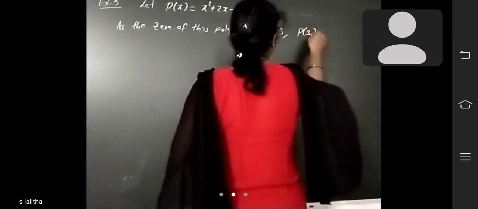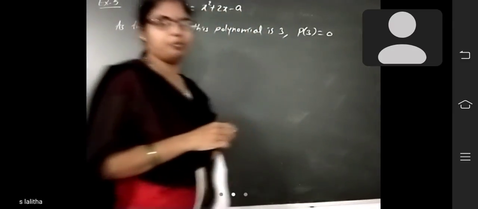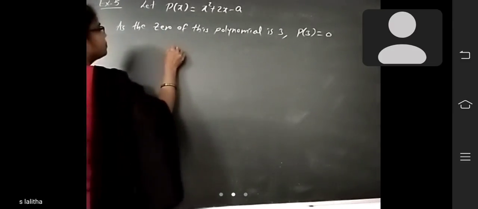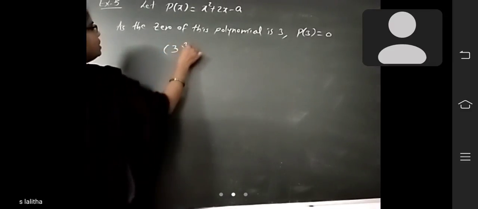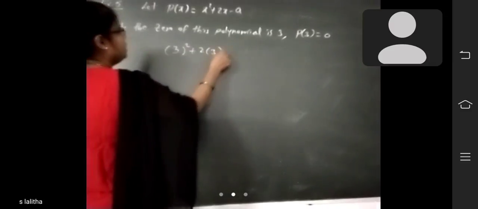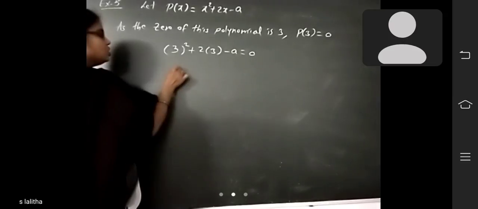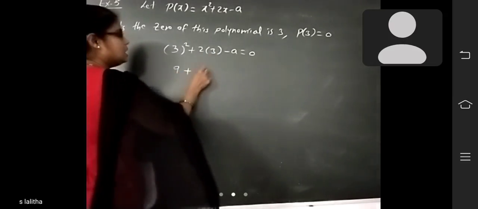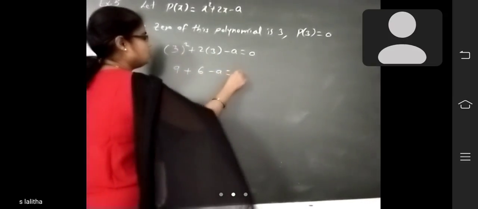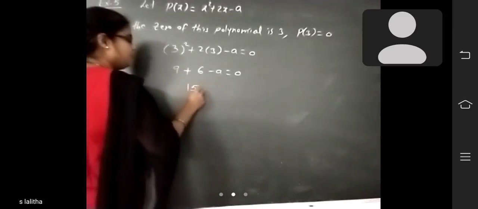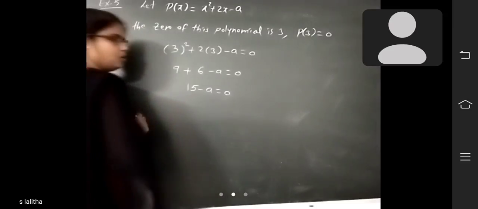then P of 3 is equal to what we get? 0. P of 3 is equal to 0. So you have to substitute here. 3 square plus 2 into 3 minus a equal to 0. What is P of 3 value? This one. So 3 square means how much? 9 plus 2, 3, 6 minus a equal to 0. 9 plus 6 how much you get? 15 minus a equal to 0.